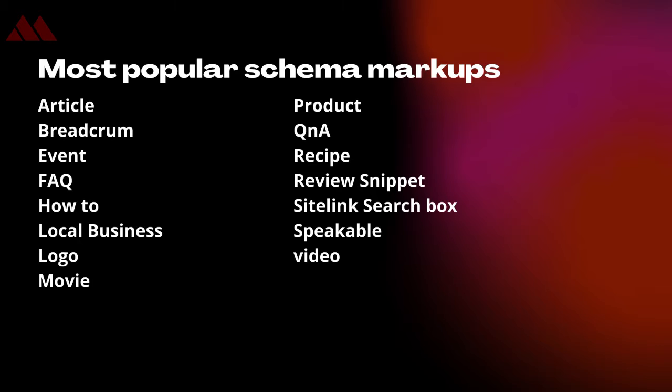Now there are hundreds of schema markups available, but you don't have to worry about all of them. Google is only able to identify around 20 plus schema markups, and 15 of them are the most popular schema markups that are most widely used on various websites. And this is the list of all these 15 schema markups. So you don't have to worry about hundreds of schema markups. You can just concentrate on these 15 and you will be good to go for any type of business website.